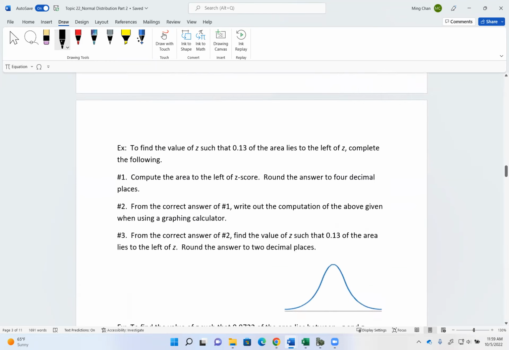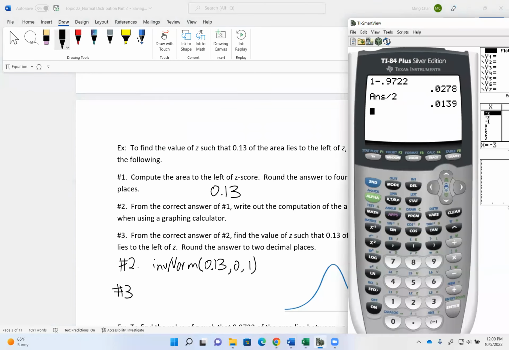All right. So to find the value of z such that 0.13 area lies to the left of the z-score, this is the same as earlier, I'm using a calculator. So number one says compute the area to the left. We always have to know what the area to the left is, which is 0.13. So from the correct answer, number one, write out the computation. My computation for number two has to be inverse norm. What we put in here is 0.13 area to the left, comma 0, comma 1. And so this is going to give me a z-score. Okay, z-score, 2 decimal places.